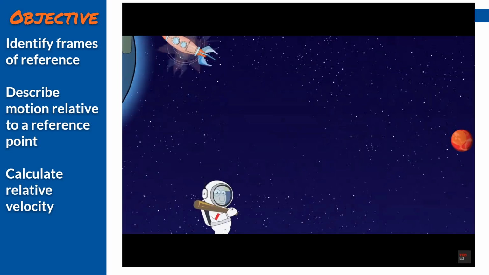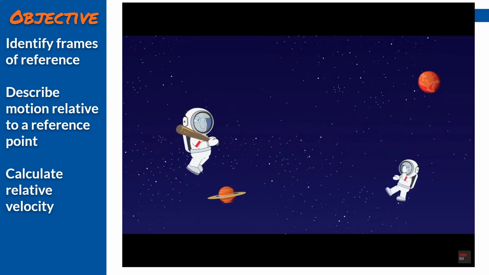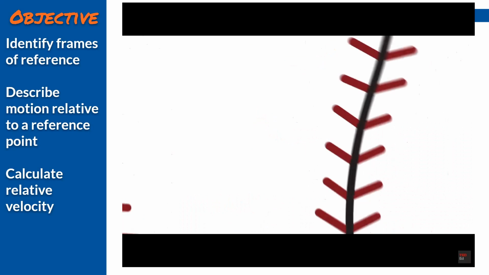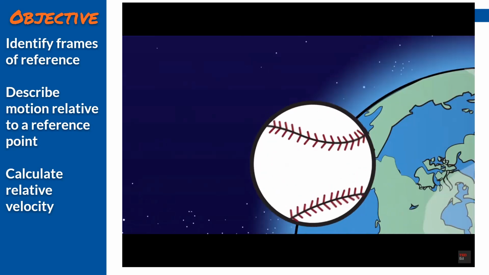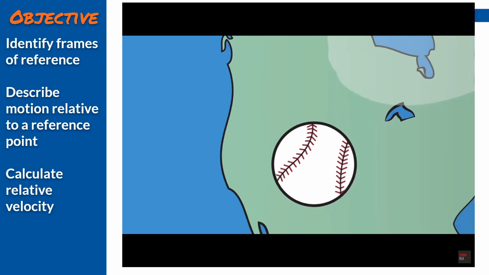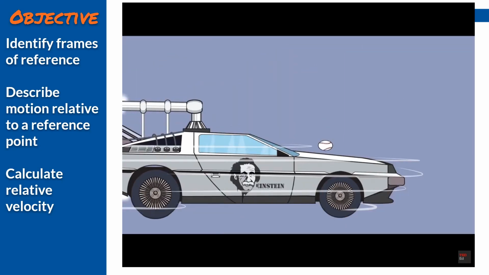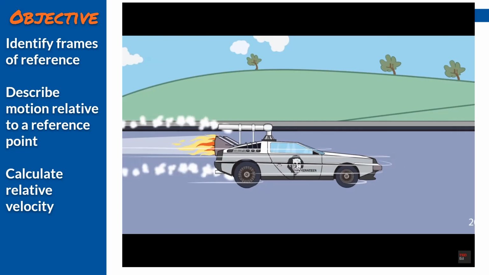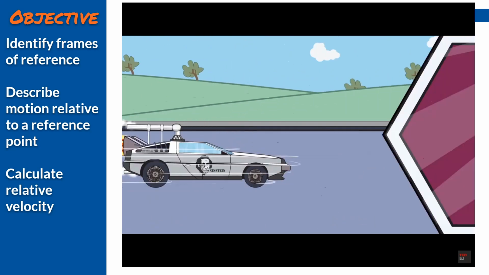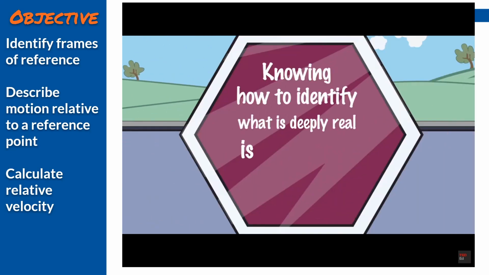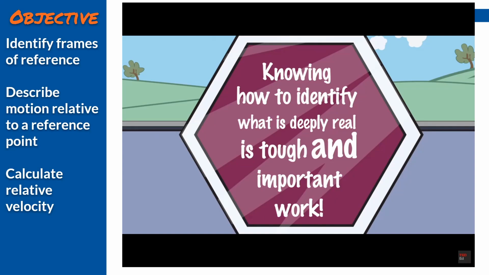We have to be thoughtful in our analysis of everyday experience in order to identify what is deeply real. Since we can be fooled by perceptions as basic as speed, maybe every perception deserves careful scrutiny. This is what inspired Einstein to his incredible insights about the speed of light and forward time travel. Knowing how to identify what is deeply real is tough and important work.